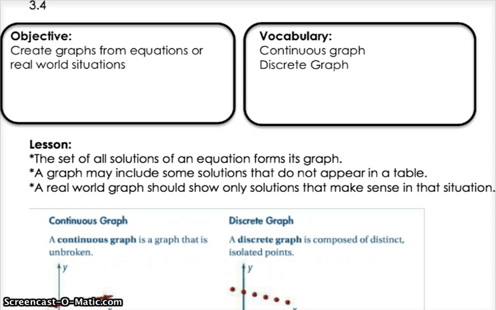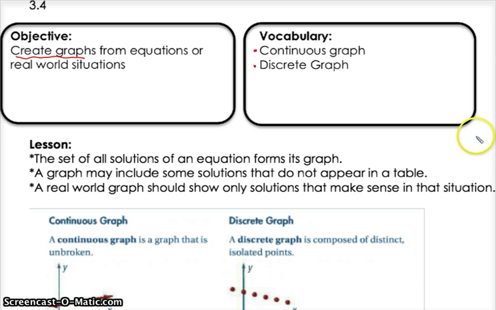Hey everyone, and welcome to today's lesson about graphing function rules. The objective of today's lesson is to be able to create graphs from equations or real-world situations. Our new vocabulary is continuous graph and discrete graph. Let's go ahead and get started with the lesson.